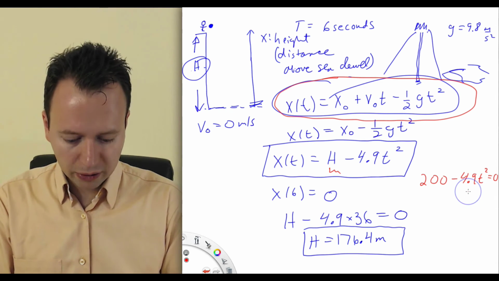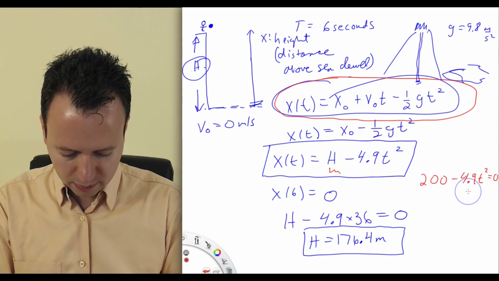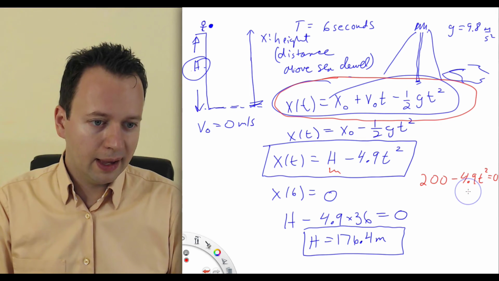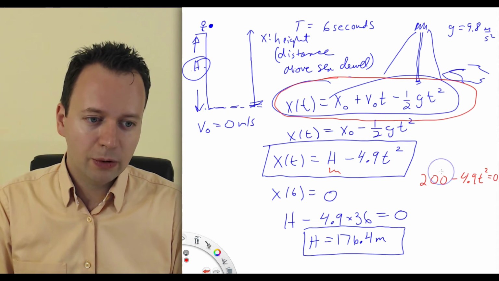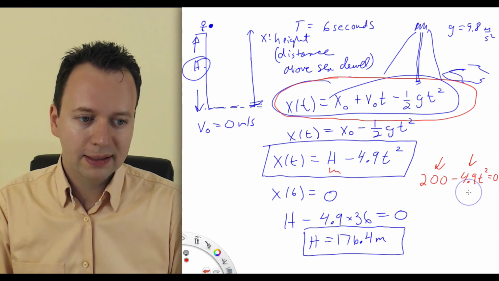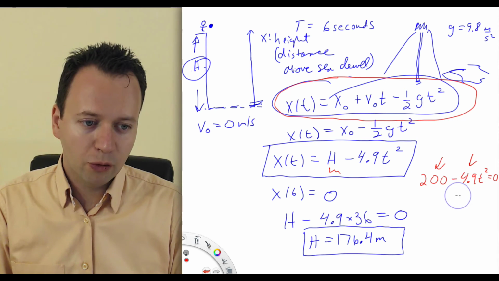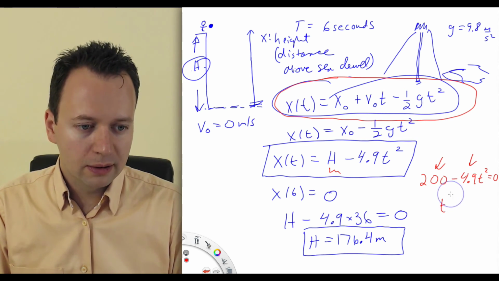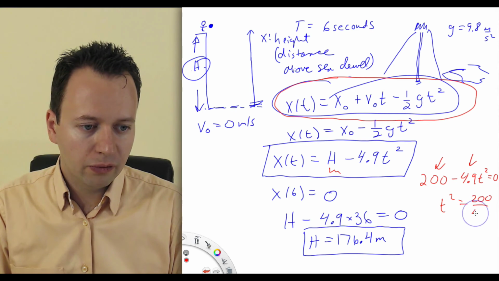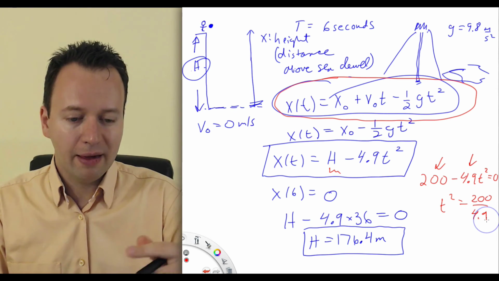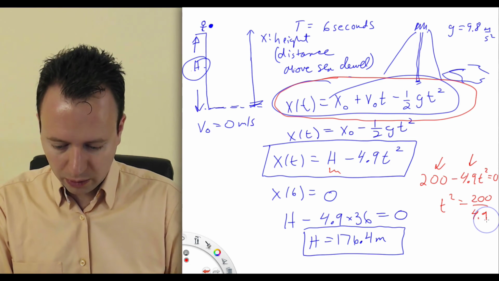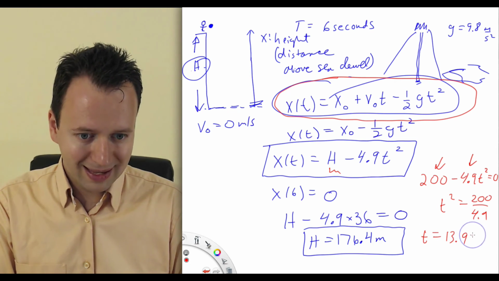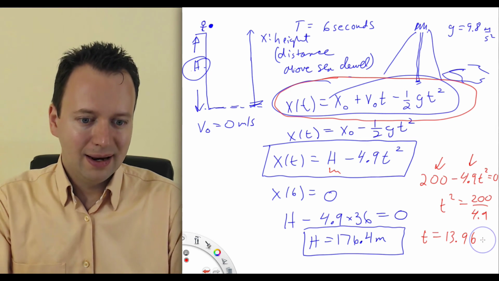So mentally I say, okay, this minus this equals 0, that means this must equal this. Now let's divide both sides by 4.9, so 200 over 4.9 is equal to t squared. See, that mental math helps, and that just improves with practice. Then take the square root. So t is 13.96.